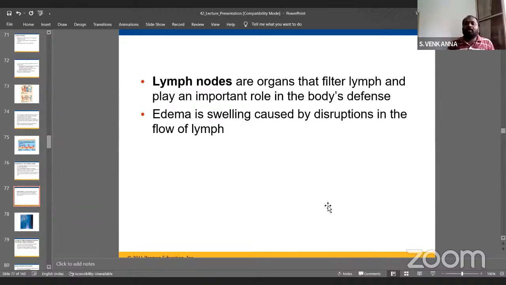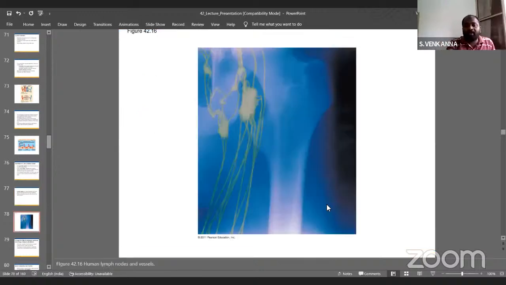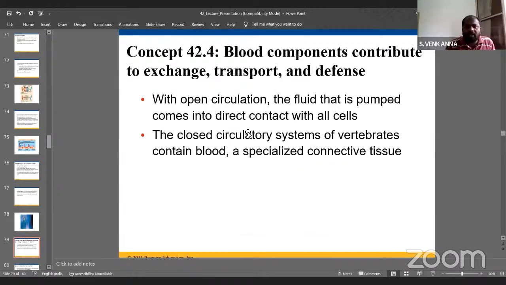The lymph nodes are organs that filter lymph and play an important role in body defense. Edema is swelling caused by disruptions in the flow of lymph. So here, this is the edema image. This shows the lymph structure and swelling of this particular area. This is the complete structure of the human circulatory system.